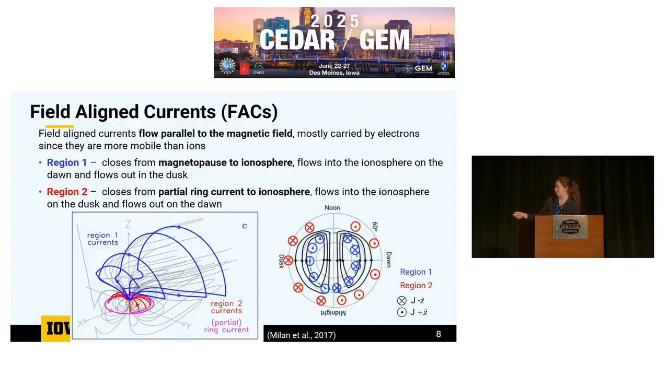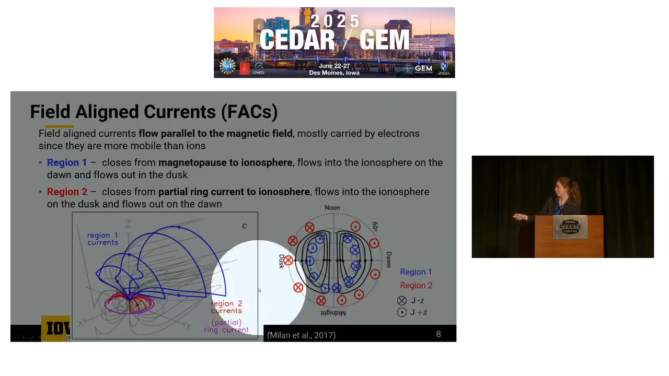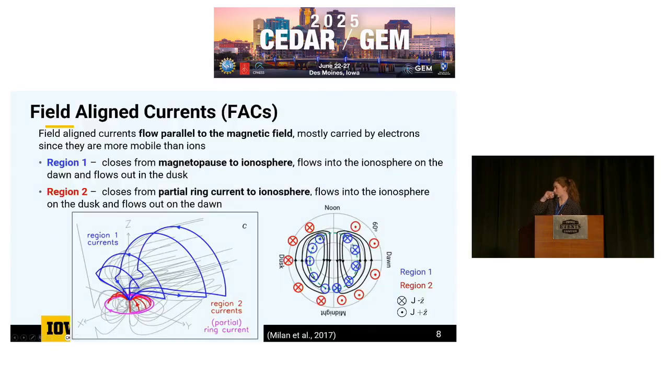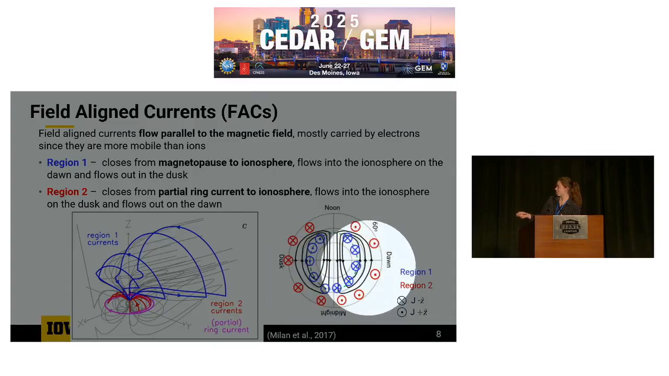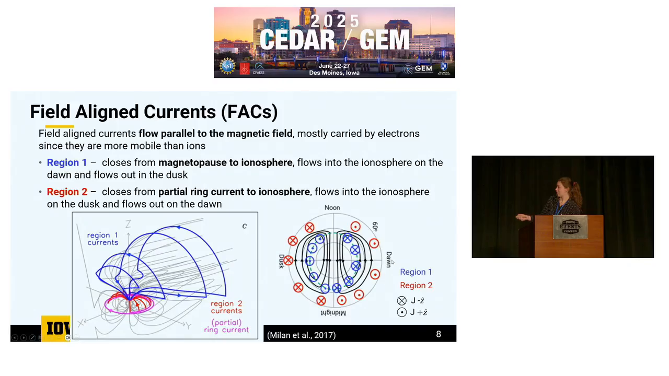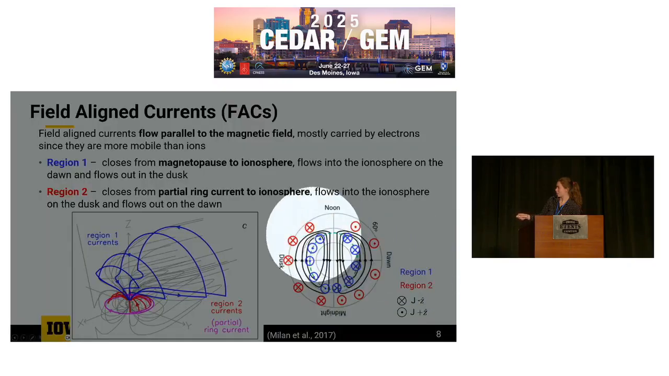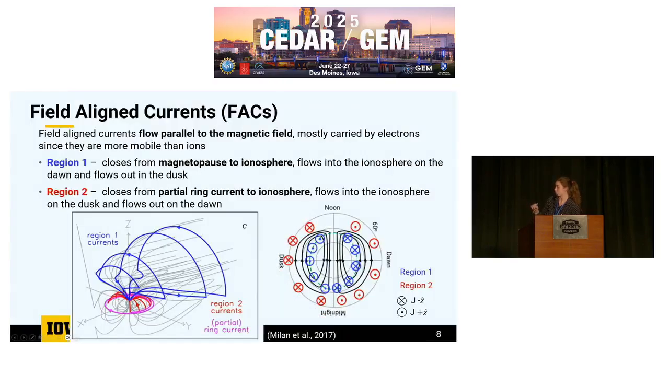We can map these current systems down into the ionosphere as well. This is the same picture of the polar cap. We have currents coming out from the region 2 currents. Those are on the closer magnetic field lines, and they're more equatorward. They're coming out of the page on the dawn side and then returning into the page on the dusk side, and then it's the opposite for the region 1 currents.